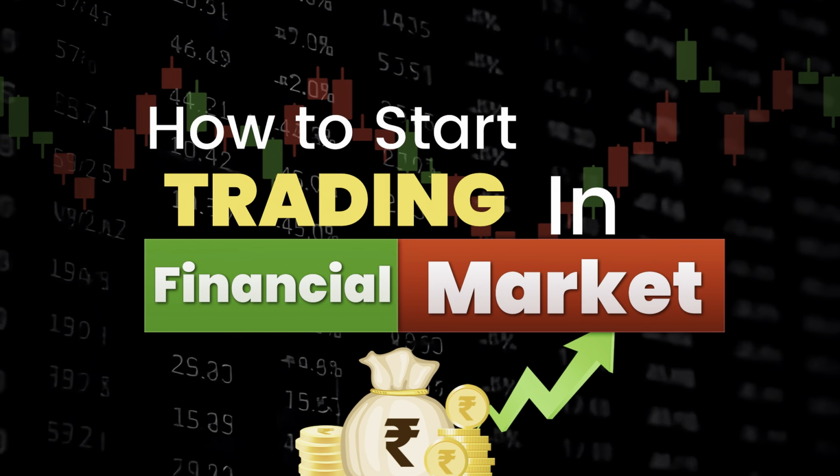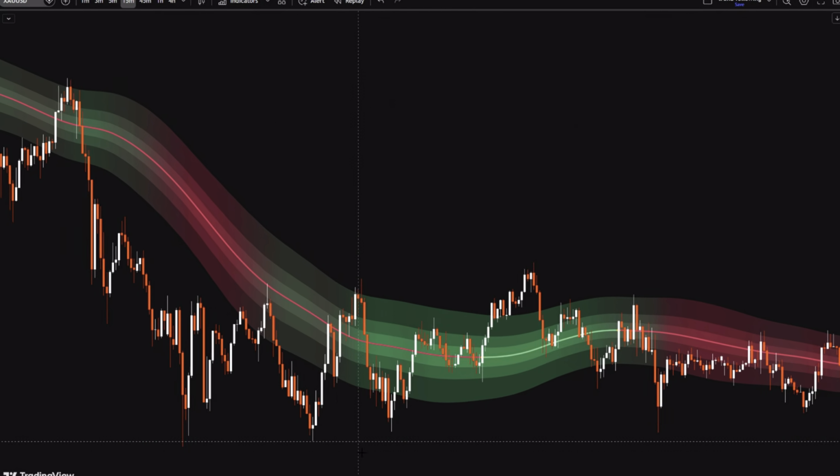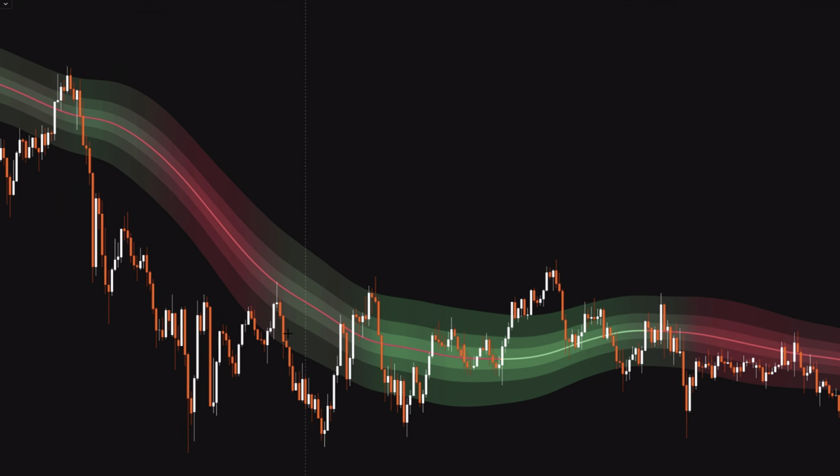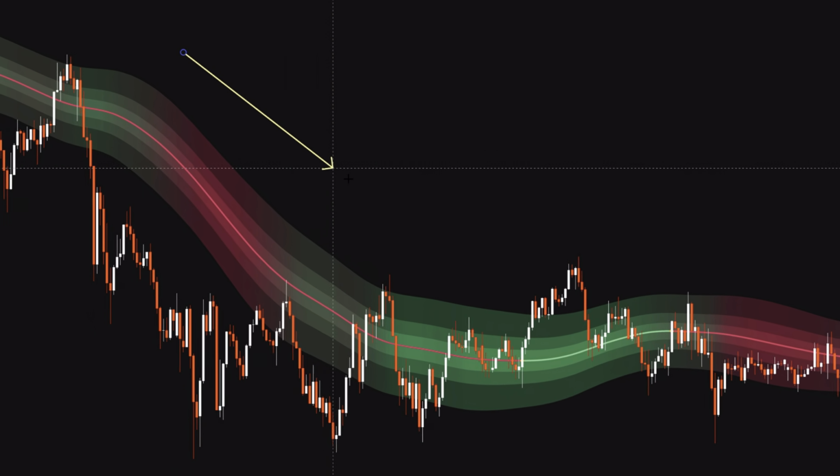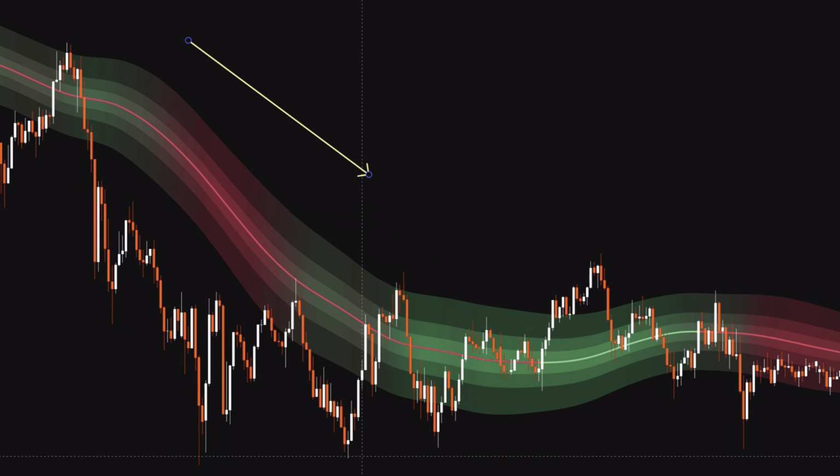Check out the market, which is already trending lower. Price is trading below the gradient trend filter. The ribbon is red. Everything is pointing toward a bearish environment.